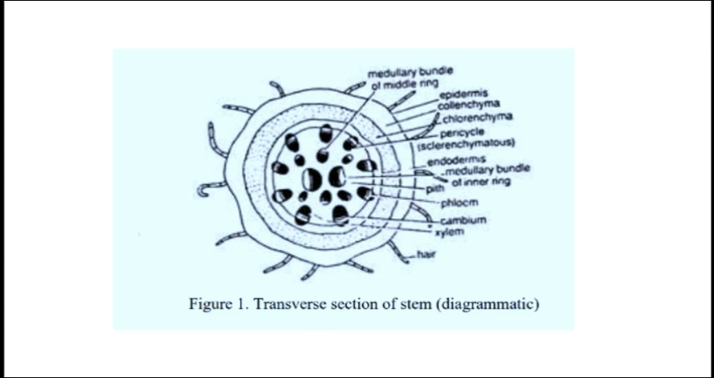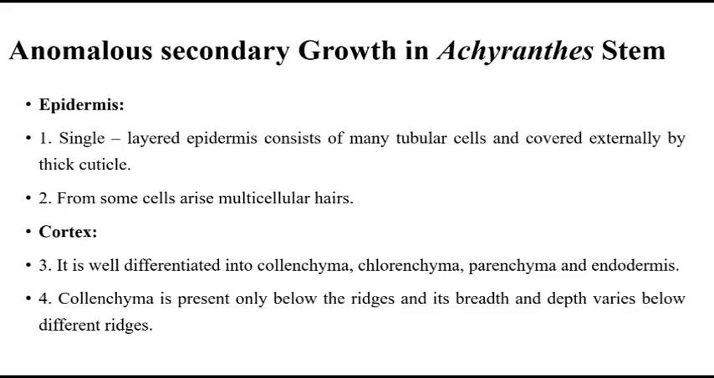Normally all the vascular bundles are arranged in a single ring, so it is the anomalous structure of the Boerhaavia stem. But it is of the non-adaptive type, and this type of arrangement or anomaly is not an adaptation to any environmental condition. Okay. So next, anomalous secondary growth in the Achyranthes stem.